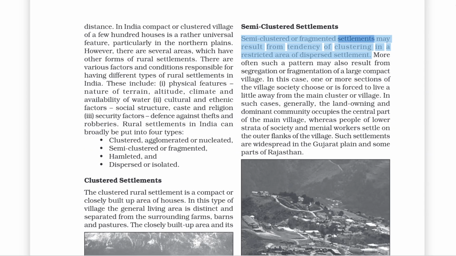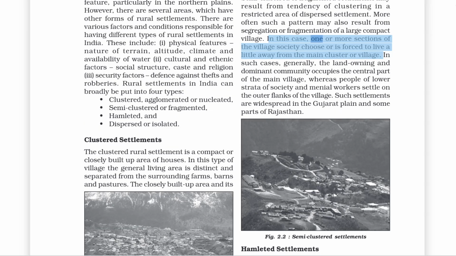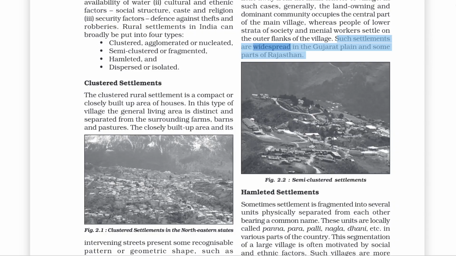Semi-clustered or fragmented settlements may result from tendency of clustering in a restricted area of dispersed settlement. More often, such a pattern may also result from segregation or fragmentation of a large compact village. In this case, one or more sections of the village society choose or is forced to live a little away from the main cluster or village. In such cases, generally, the landowning and dominant community occupies the central part of the main village, whereas people of lower strata of society and menial workers settle on the outer flanks of the village. Such settlements are widespread in the Gujarat plain and some parts of Rajasthan.